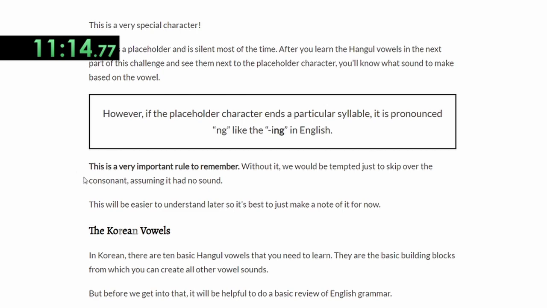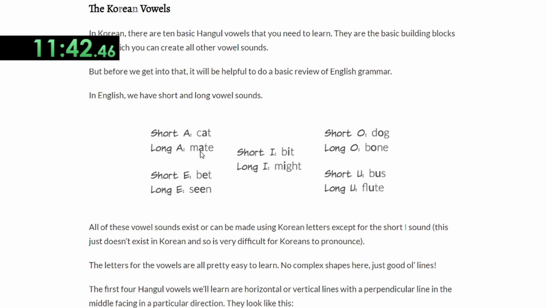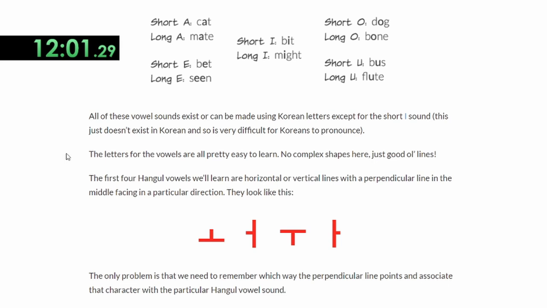Okay, Korean vowels. In Korean, there are 10 basic Hangul vowels that you need to learn. They are the basic building blocks from which you can create all other vowels. Before we get into that, it will be helpful to do a basic review of English grammar. In English, we have short and long vowels. Okay, there's like the A in cat and the A in mate. I can remember that. It's just like having the E added onto the end, so the letter says its name, basically. Bit, mite, bus, foot. All these vowel sounds exist or can be made using Korean letters, except for the short I sound. This just doesn't exist in Korean, so it's very difficult for Koreans to pronounce. They can't do I? Interesting.